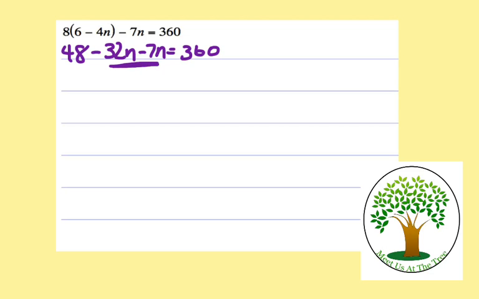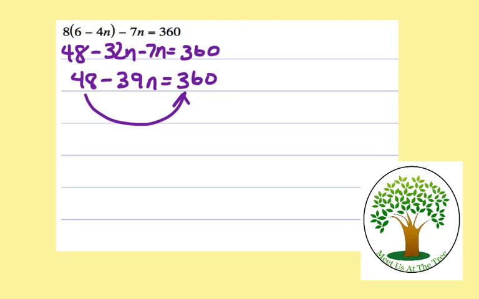This time I have like terms that both have variables. They both have the letter n. They're on the same side of the equation, so we can just bring them together. Negative 32 and negative 7 is negative 39. I'm going to bring the 48 over there because they're like terms. Since 48 is positive, I'm going to subtract the 48 from both sides.